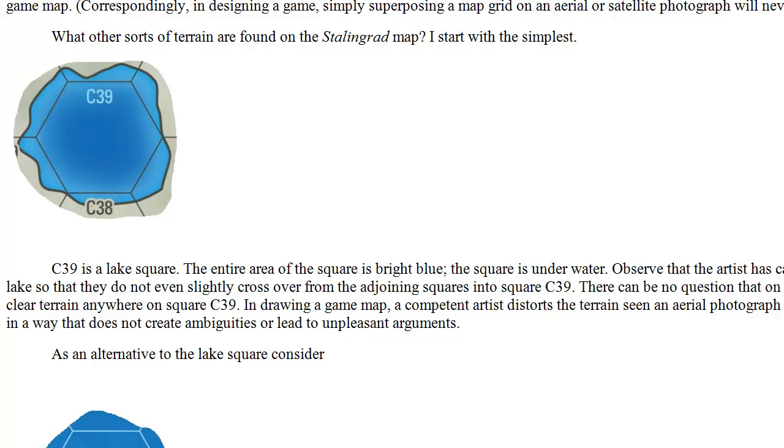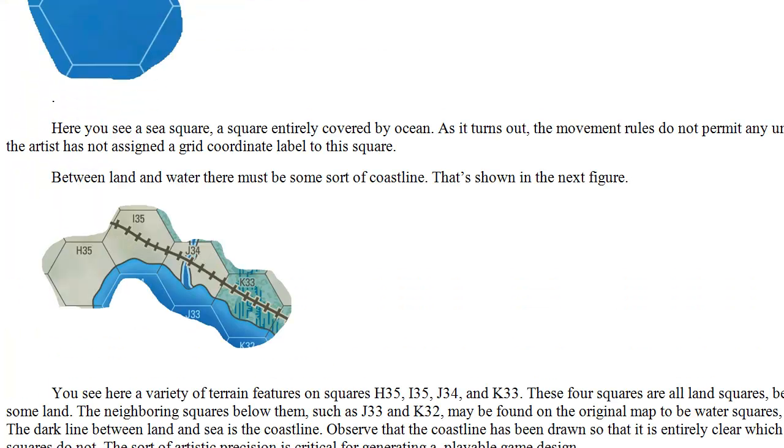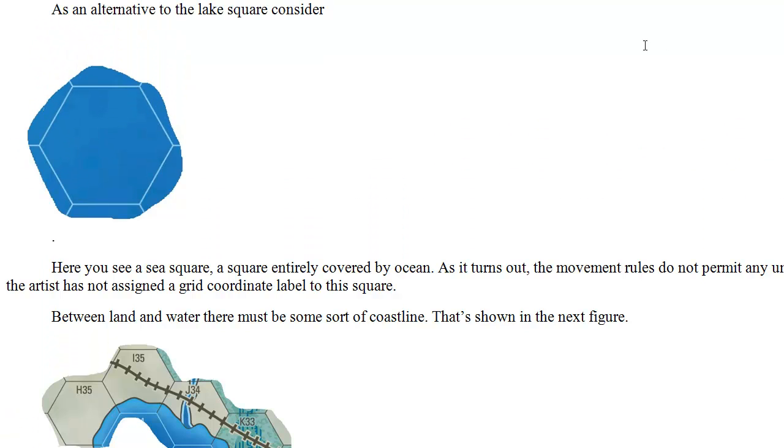As an alternative to our lake square, consider, here's another blue square. This blue square has the feature its neighbors are all blue too. We're out in the middle of the ocean someplace. Here's a sea square, a square completely covered by ocean. Units are not allowed to enter this square at any time, summer or winter, so you notice there's no label identifying the square. There's no point to it.